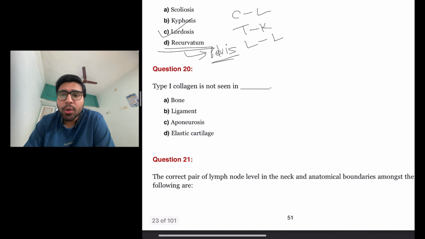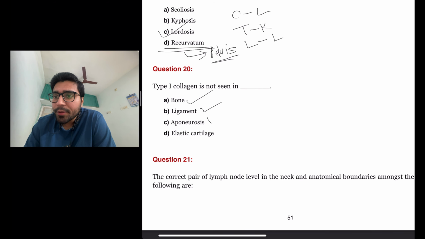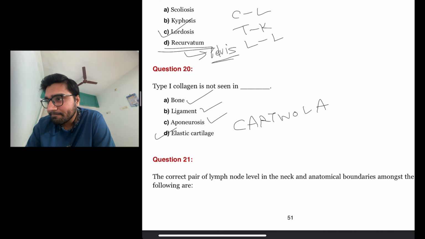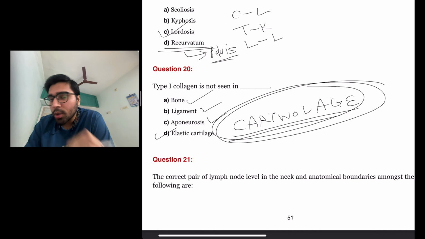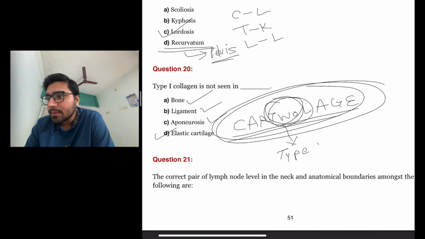Type 1 collagen is not seen in elastic cartilage. It is seen in bone, yes, ligament, aponeurosis, yes. Elastic cartilage, remember the cartilage. The name itself suggests cartilages have type 2 collagen.